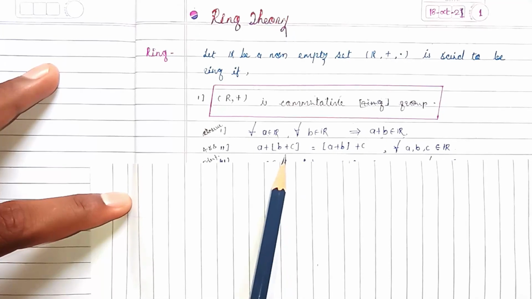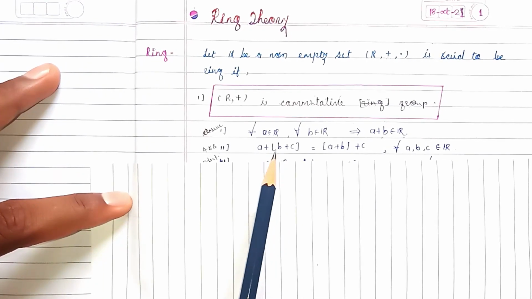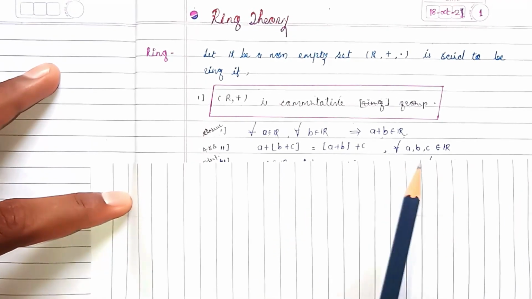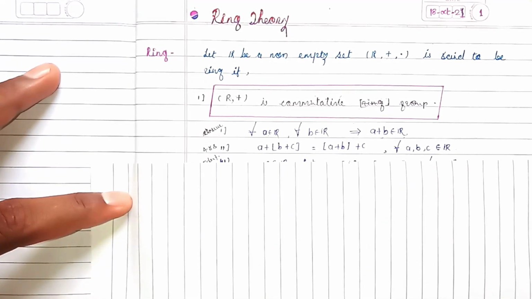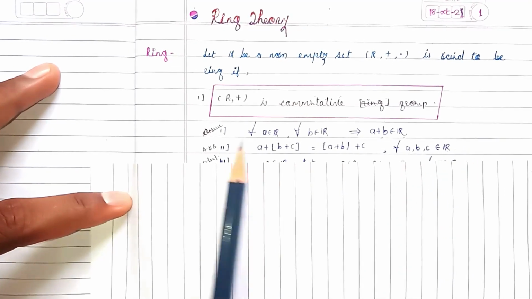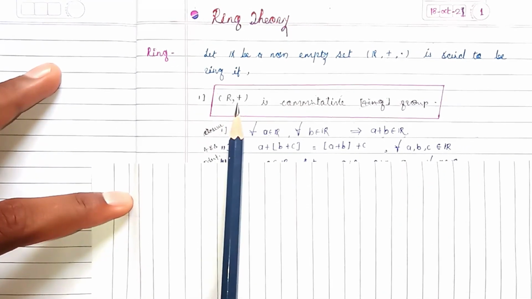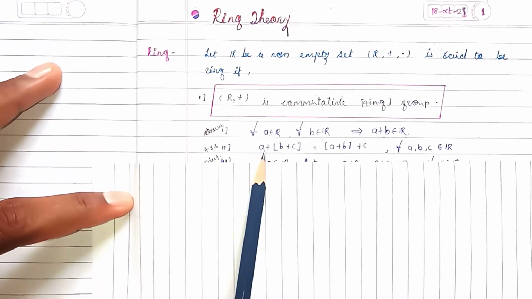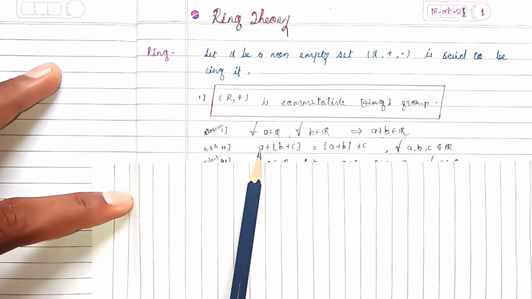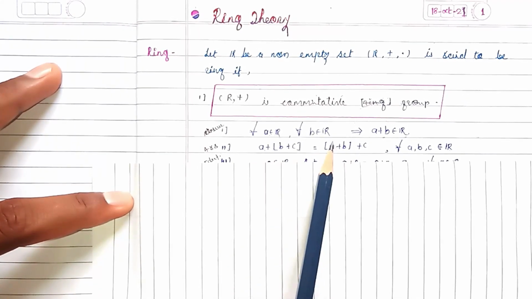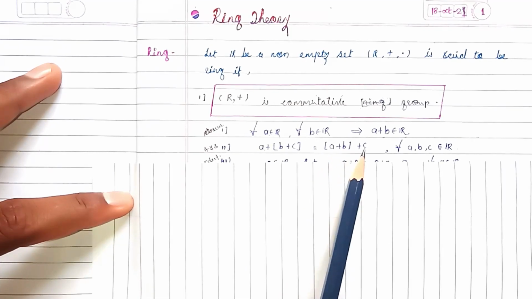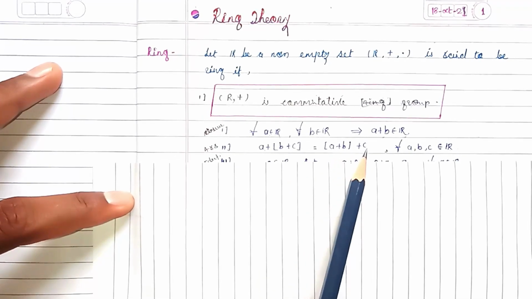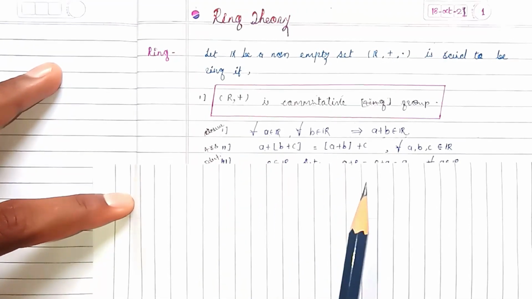After that it needs to satisfy the second property, the associative property. For the associative property we take three elements a, b, c from the ring, and we look only at the operation of addition. We add the first element to the sum of the next two, and compare it with the sum of the first two elements added to the third. So a plus (b plus c) is equal to (a plus b) plus c. Then we say that it satisfies the associative property.